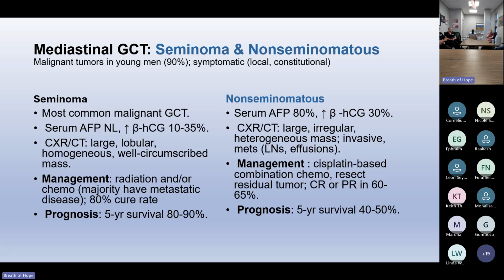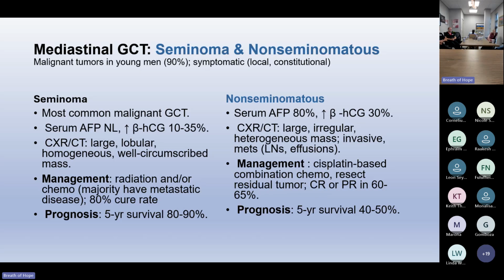Mediastinal GCT, you've got seminomas and non-seminomatous. So malignant tumors in young men, 90% symptomatic, local and constitutional. Seminomas, of course, are the most common malignant GCT. Serum AFP is normal, but there's an increase in beta HCG in 10 to 35%. On chest X-ray or CT, you see a large lobulated, homogeneous, circumscribed mass. Management is radiation or chemotherapy. The majority have metastatic disease at diagnosis, and there is an 80% cure rate.